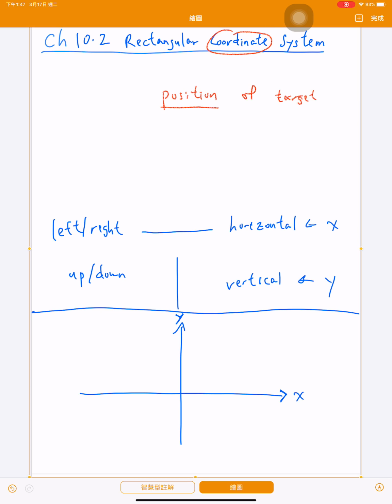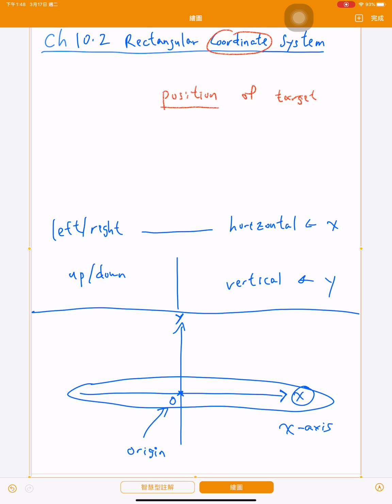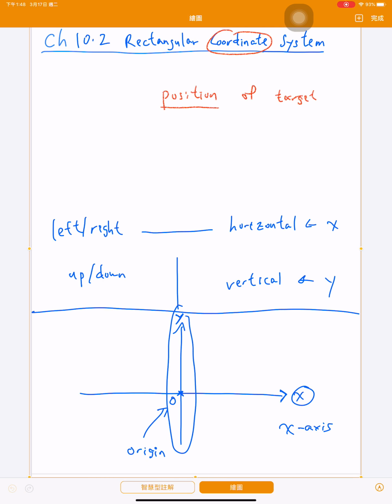Okay? So you can see there is an intersection here. Usually we call it the origin. That is the starting point. We will put an O or a 0. Then for the X, this one we will call the X-axis, for the whole line here. For the vertical line, we will call it the Y-axis. Okay? Y-axis.